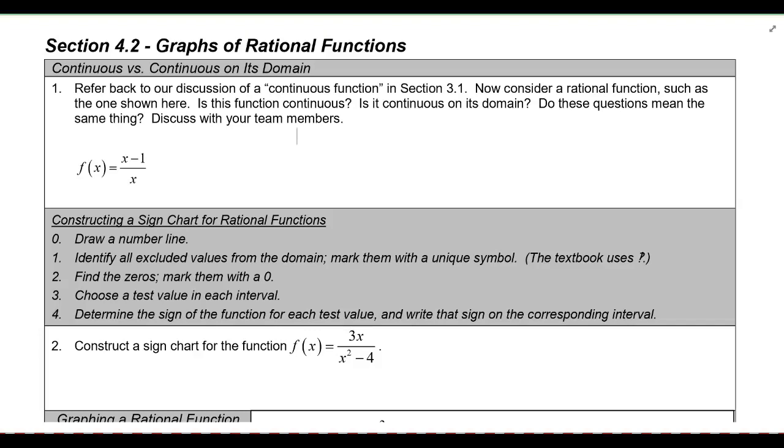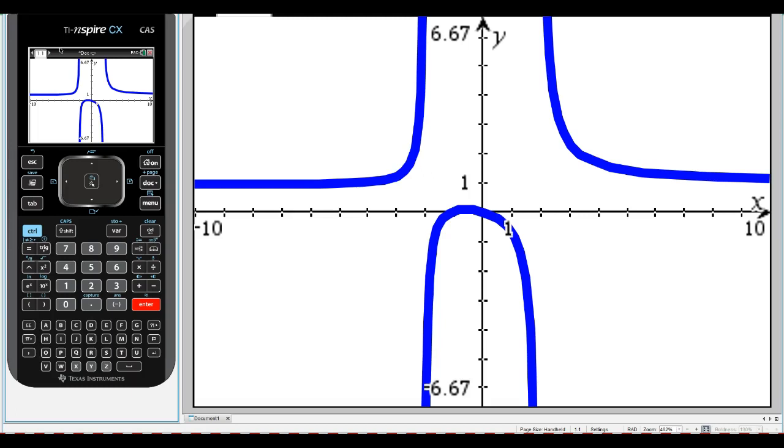Okay, folks, welcome back for another video here for Chapter 4 on rational functions. Today we're going to be talking about graphs of rational functions. So basically today, because we're talking about graphs, we're going to make your graphing calculators obsolete. After you're done with this video, you would be able to graph a function like that without your calculator.